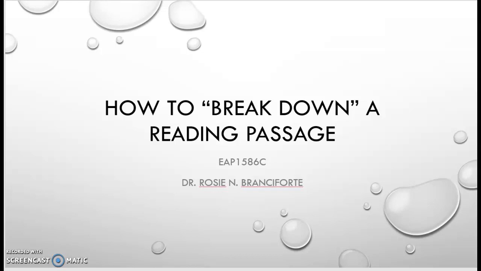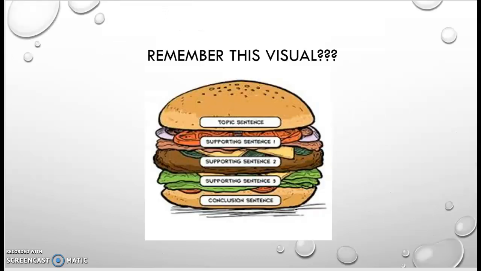Let's start with the burger. We call this the hamburger paragraph. The topic sentence is followed by the supporting sentence, which is followed by the supporting sentence 2, which is followed by the supporting sentence 3, which ends up as the conclusion. So again, topic, supporting sentences, and then conclusion.